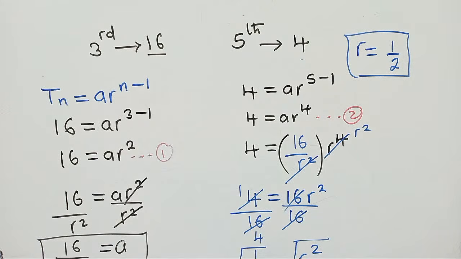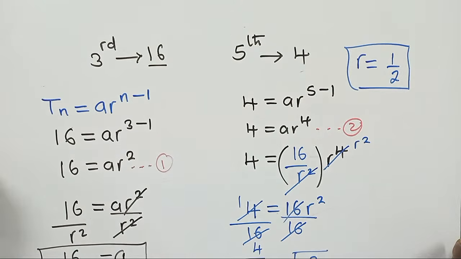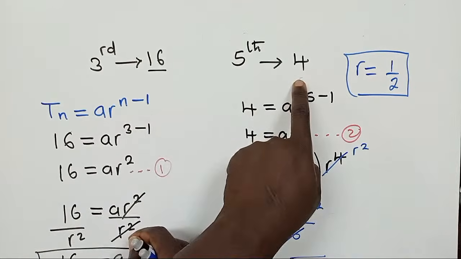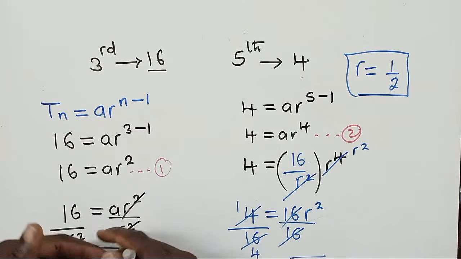Oh, Unique. I can repeat a bit. Where exactly, Unique? Okay, so let me just explain a bit, Unique. Here, they have said the third term is 16 and the fifth term is what? Is 4. So they're talking about terms.